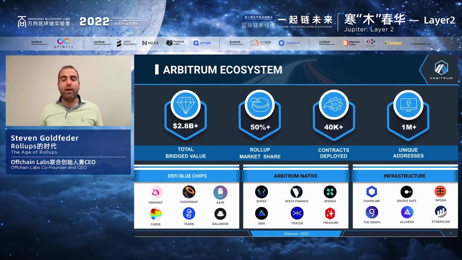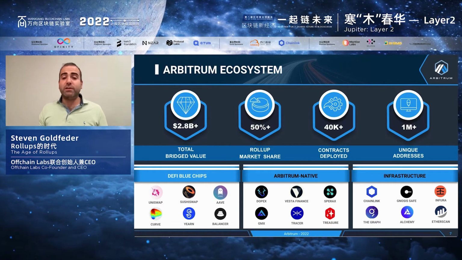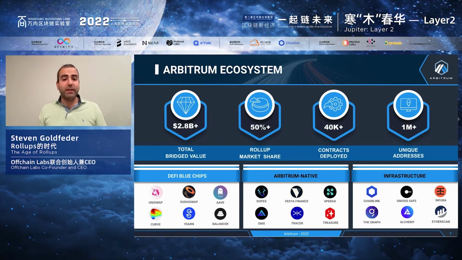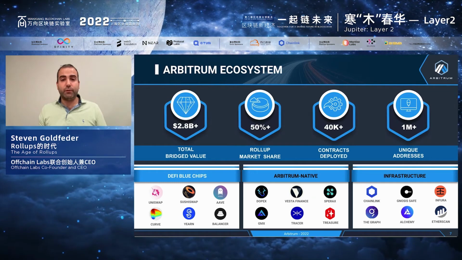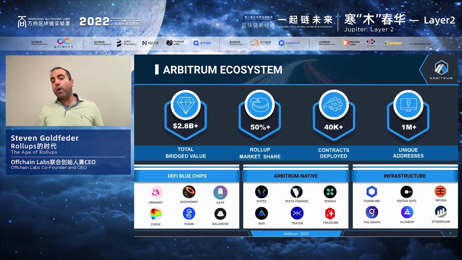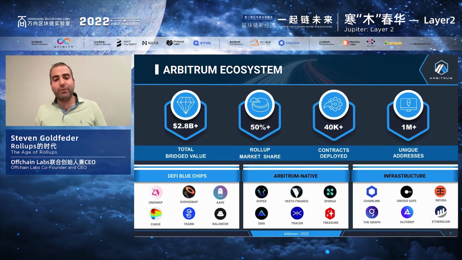What can you do there? Well, there are about 40,000 contracts that have been deployed to Arbitrum One to date. It's the leading layer 2 solution for Ethereum with over 50% market share among rollups, and over 1 million unique addresses have used Arbitrum to date.